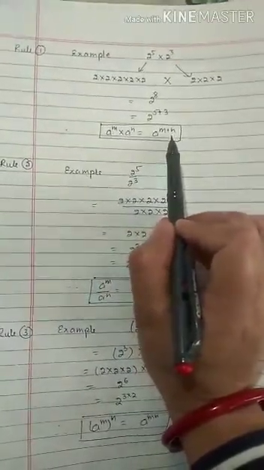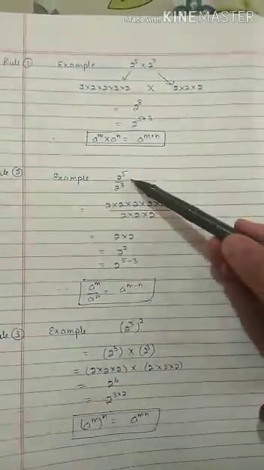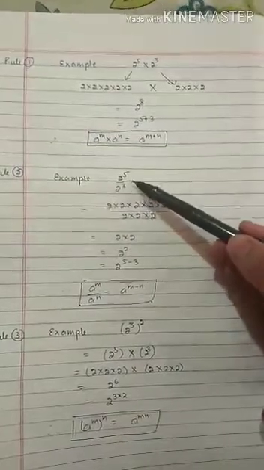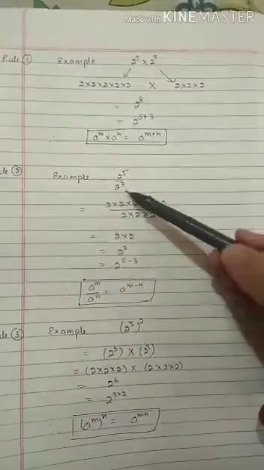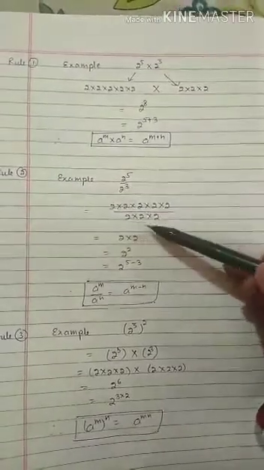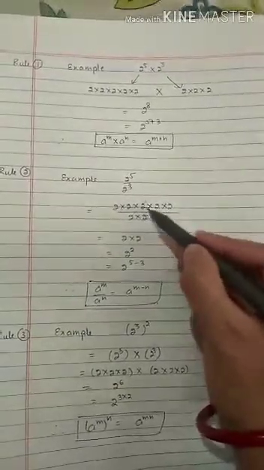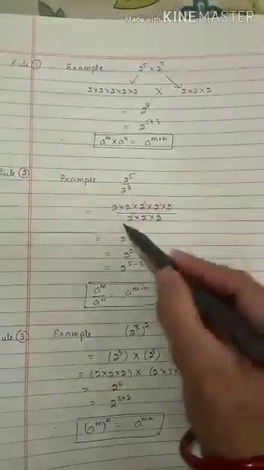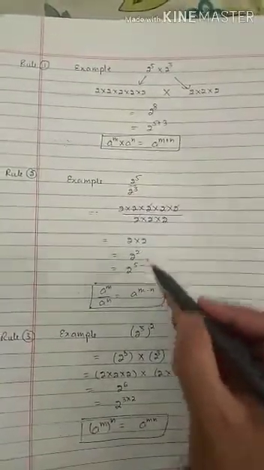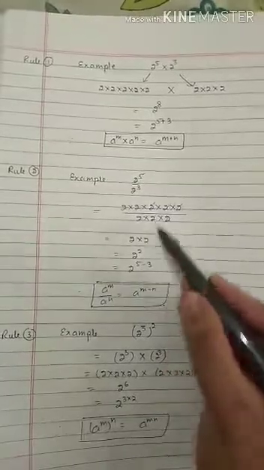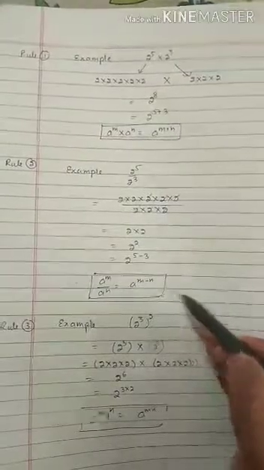It means a to the power m multiply by a to the power n is equal to a to the power m plus n. Second rule, 2 to the power 5 divided by 2 to the power 3. 2 to the power 5 means 2 we have to multiply 5 times, and 2 to the power 3 means 2 we have to multiply 3 times. So here 3 twos will cancel out, and what will be remaining? 2 into 2, which is equal to 2 to the power 2, and this is also equal to 5 minus 3. It means second rule also is correct.